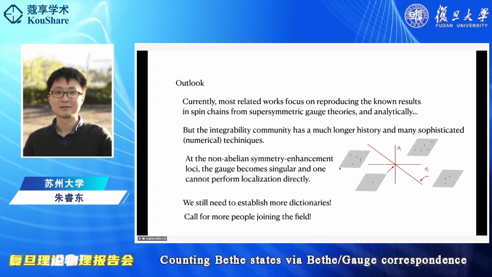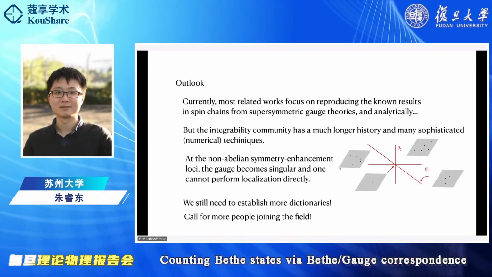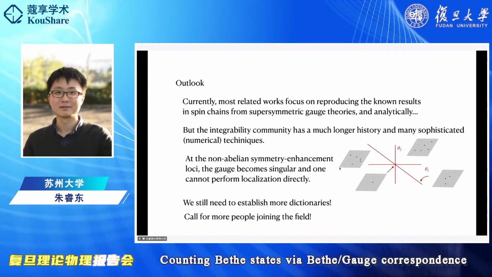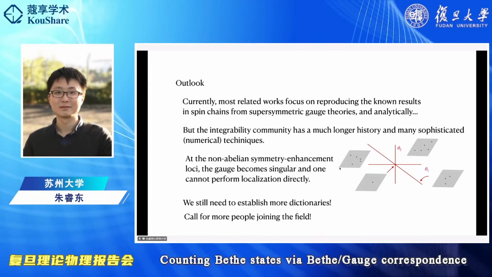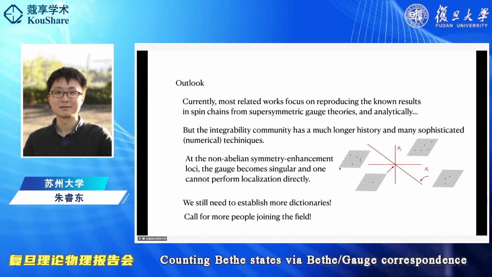We wish that, because the integrability community has a longer history and a lot of more sophisticated techniques, maybe in the future we can borrow some techniques from there to study gauge theory. That could be more interesting. But we are still lacking dictionaries between these two correspondences. So if you are interested, we really need more people to join the field.